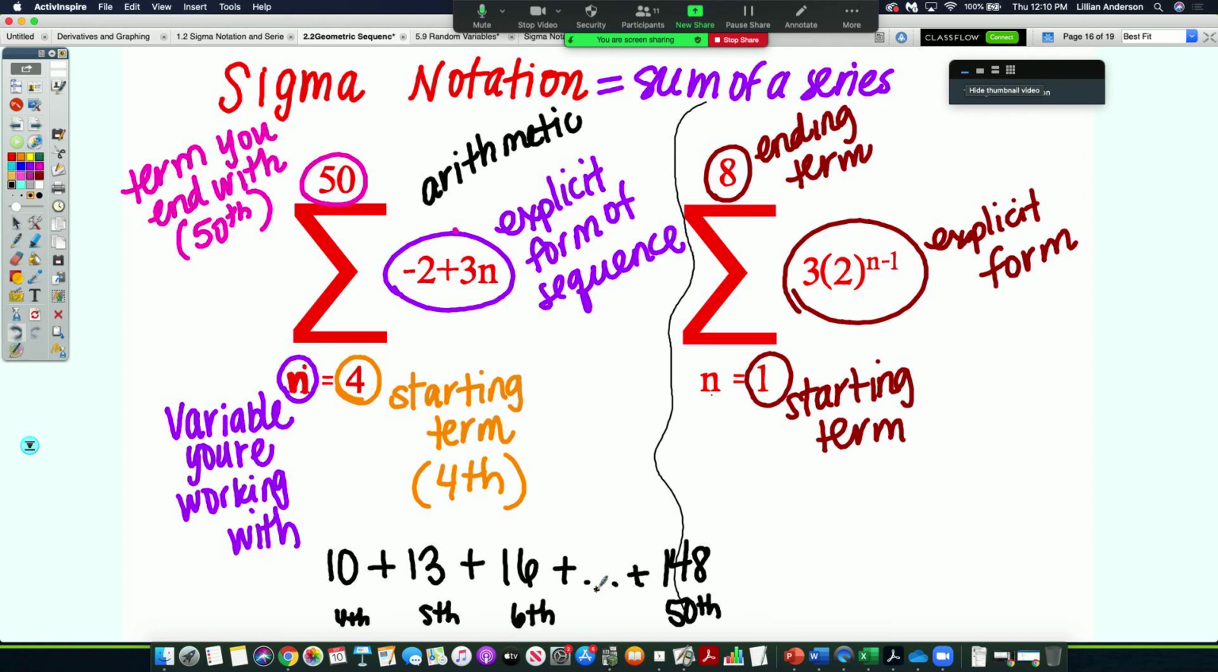So if I can recognize that this is an arithmetic series, I can use the formulas for an arithmetic series to find the sum from my 4th term to my 50th term. I talked about this last week. I'm going to erase this so I can have some space.